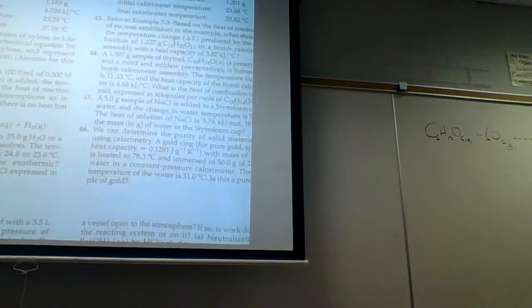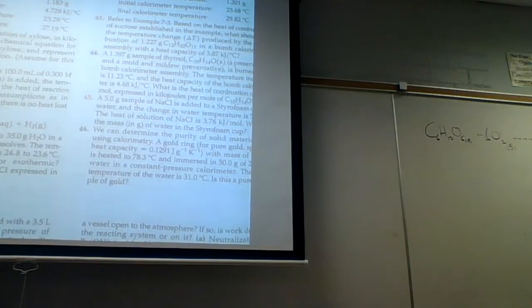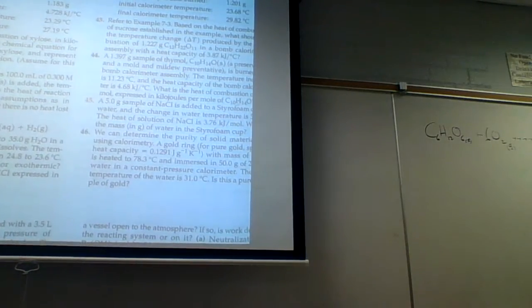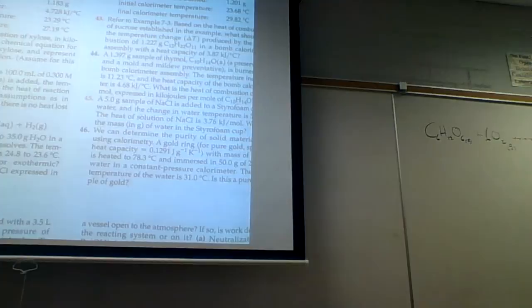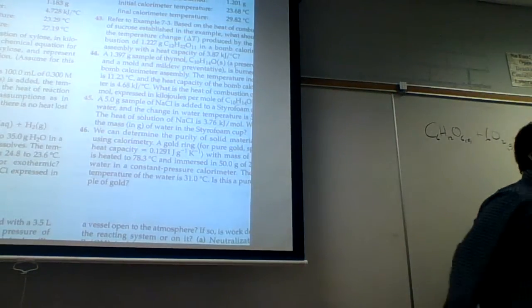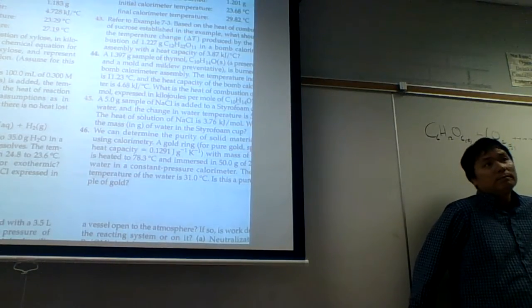Petrucci says, if we go back to the xylose problem we did earlier, I didn't mention this earlier, but Petrucci says this: assume for this reaction that delta U and delta H are about the same. So the amount of heat you get at constant volume is about the same as the amount of heat you get from constant pressure. When you say that the difference is small, the difference is going to be small, probably.